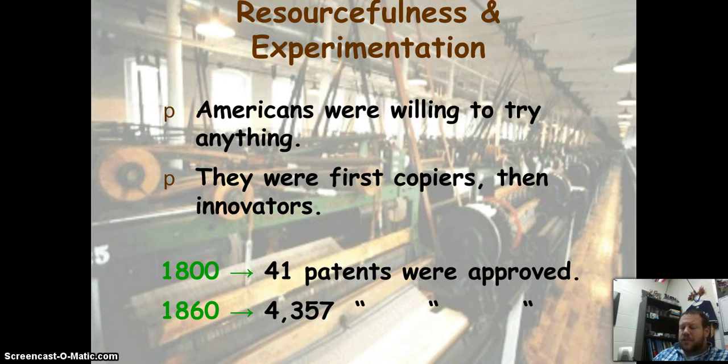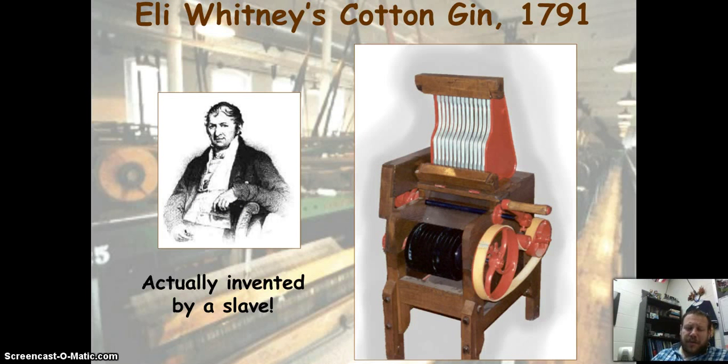In 1800, there's 41 patents. 1860, there's 4,300 patents. New stuff is made here in the United States. Kind of a big deal when you think about it. Also, innovation is driving new inventions, new factories, those kind of things, and make the United States more of an industrial power. Things like the cotton gin by Eli Whitney.